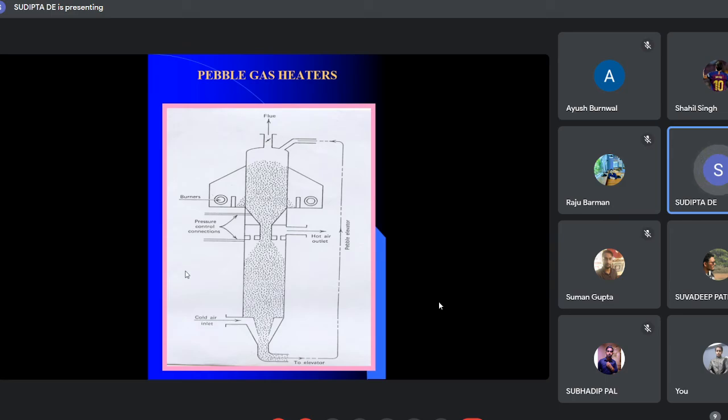But my idea of discussing this is, don't think that all these waste heat recovery equipments are used for similar applications. Rather, the type of waste heat recovery equipment will be selected purely on the basis of available waste heat quantity and quality, both.